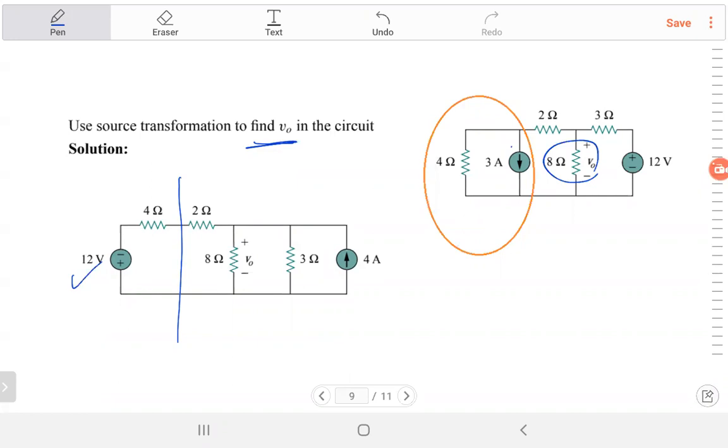Well, let me check if you understand. I want you to give me the second step. I did the first step. Now try and take on the second step, reduce it more using the conversion between voltage source and current source.